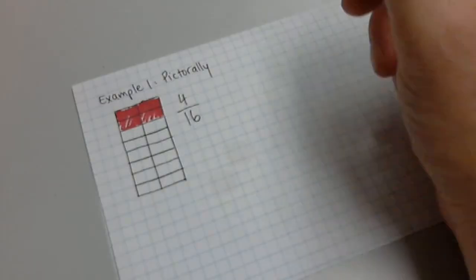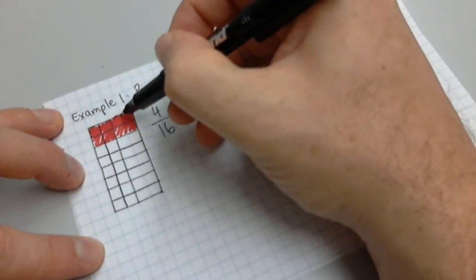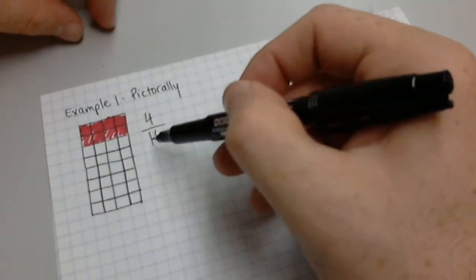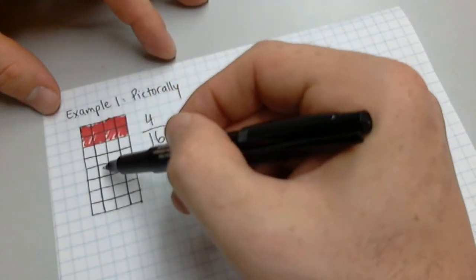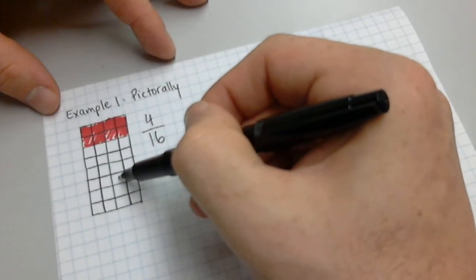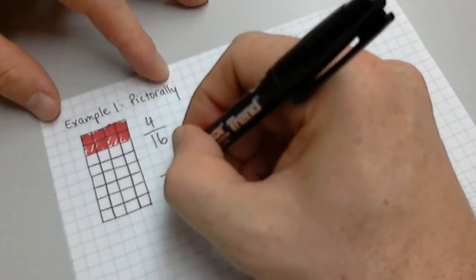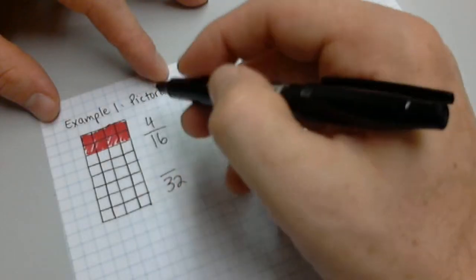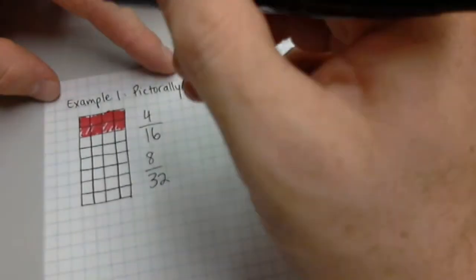Now, to find an equivalent fraction to 4 out of 16, all I'm going to do is draw in a couple extra lines. So now, instead of there only being 16 sections, there are now 2, 4, 6, 8, 10, 12, 14, 16, 18, 20, 22, 24, 26, 28, 30. There are now 32 sections, and 1, 2, 3, 4, 5, 6, 7, 8. There are now 8 sections that are colored in.